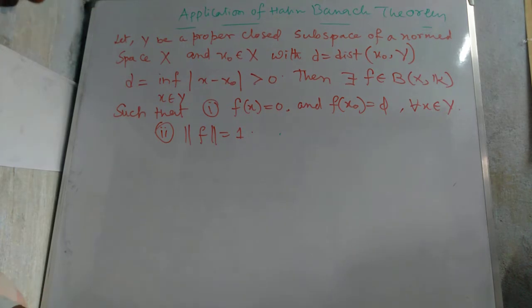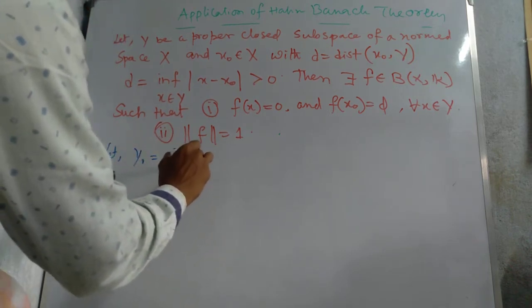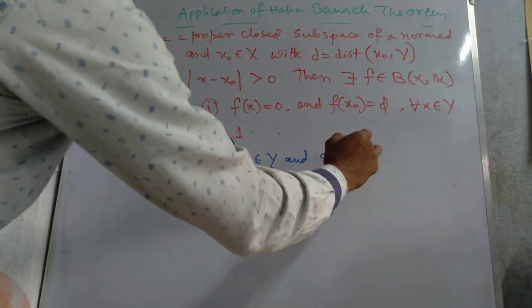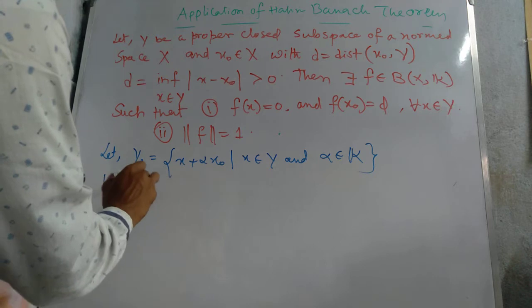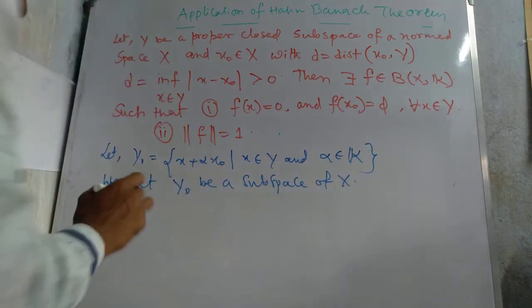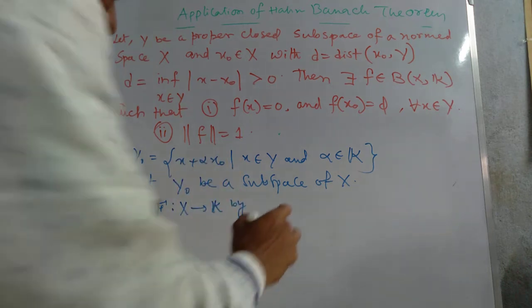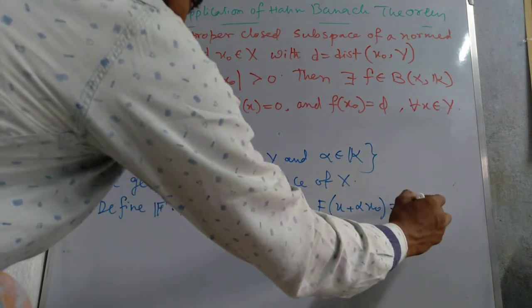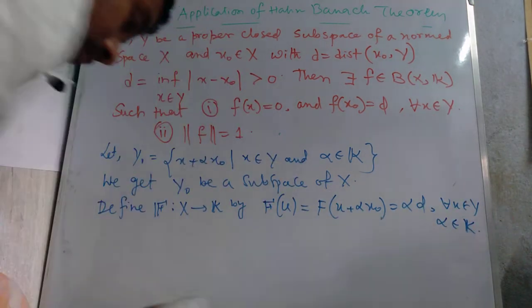How do we prove it? We go step by step. First, let Y0 equal to x plus alpha x0, where x belongs to Y and alpha belongs to K. Then we get Y0 to be a subspace of X. And now we define f from Y0 to K by f(u) equal to f(x plus alpha x0) equal to alpha d for all x belongs to Y and alpha belongs to K.